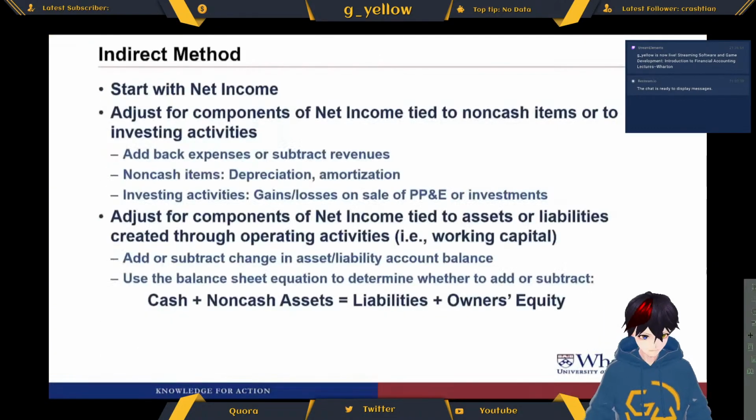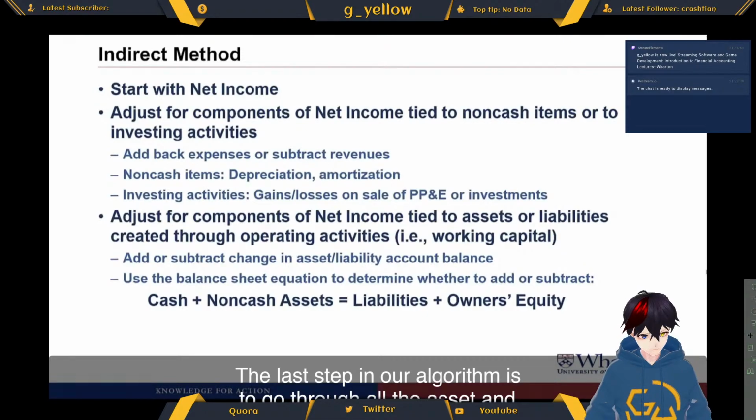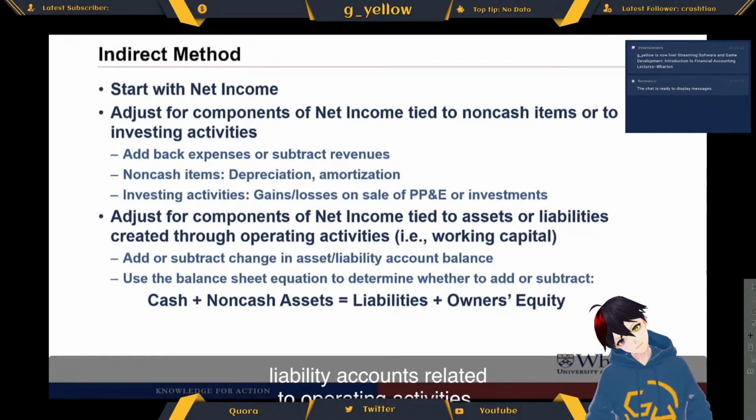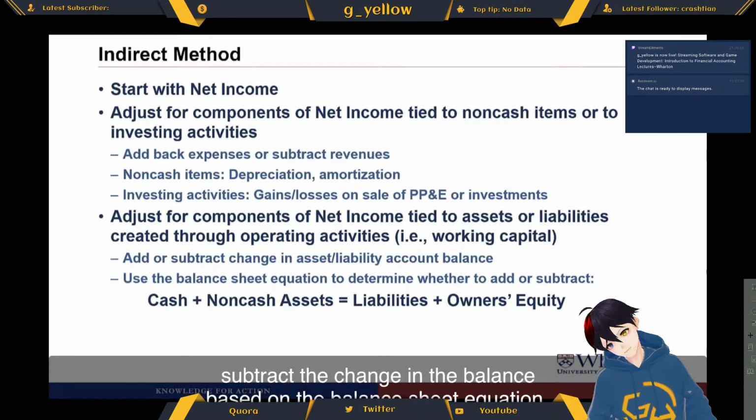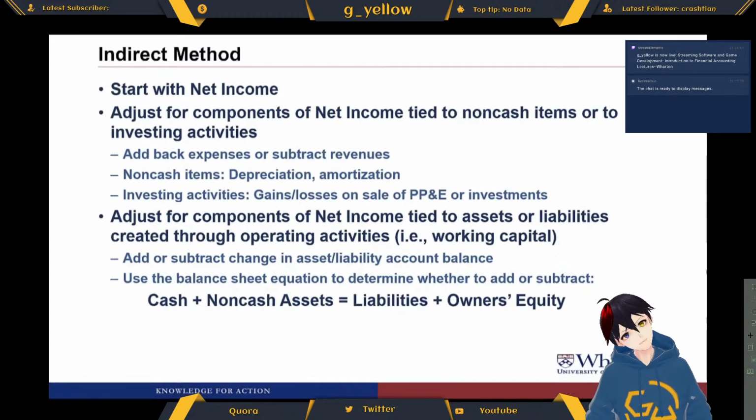The last step in our algorithm is to go through all of the asset and liability accounts related to operating activities, in other words, the working capital accounts, and add or subtract the change in the balance based on the balance sheet equation.